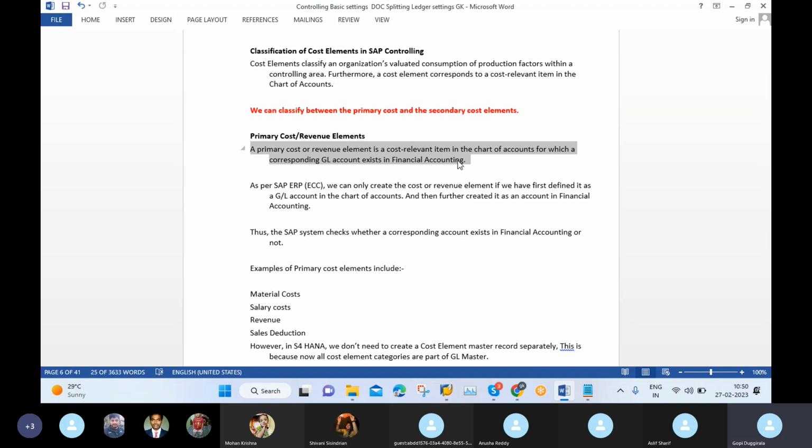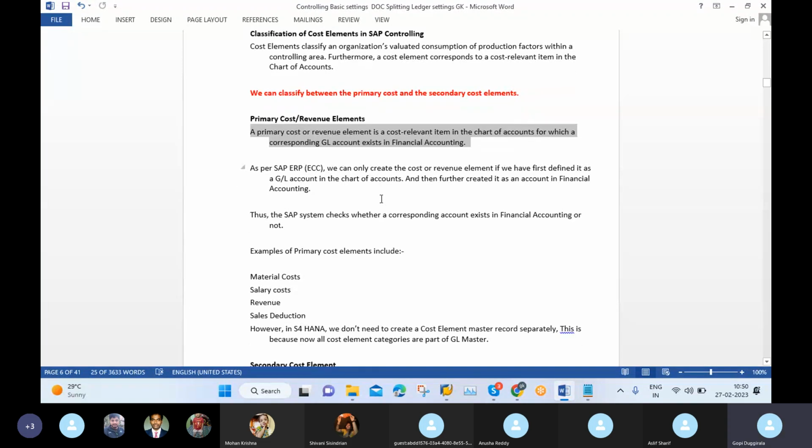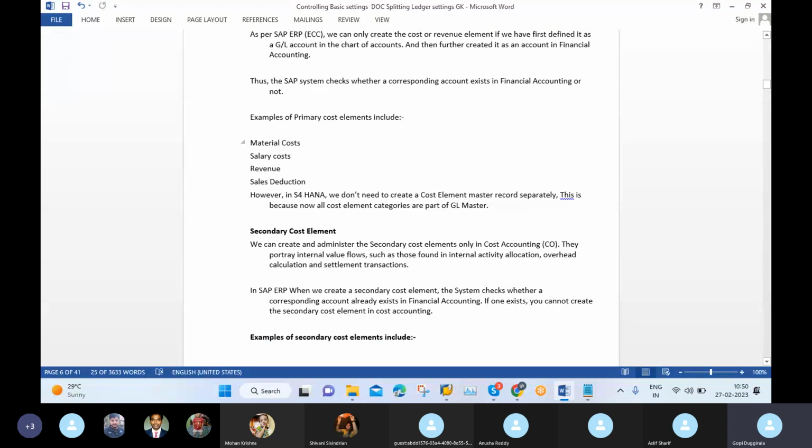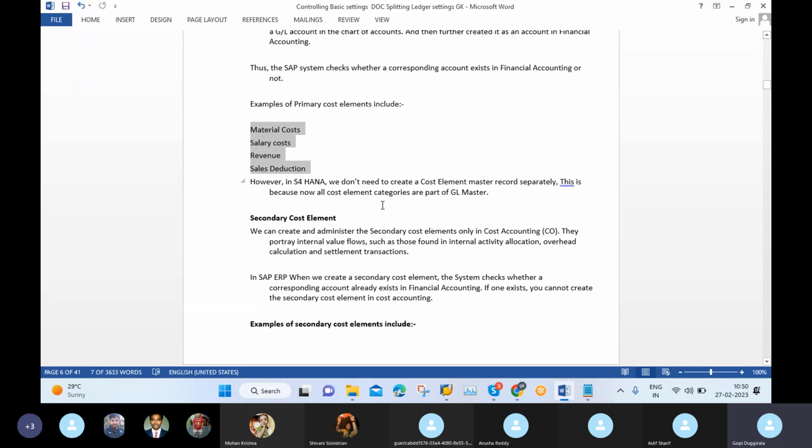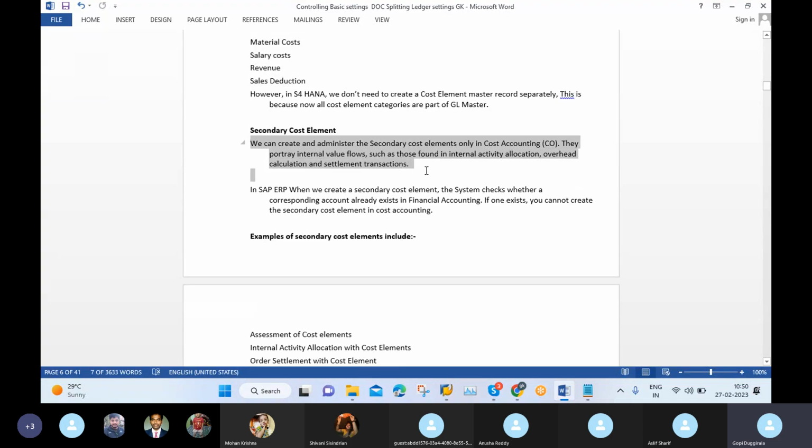Every primary cost element has one corresponding GL account in finance. When it comes to secondary cost element, we don't have any corresponding GL account in finance, and secondary cost elements we can use for the controlling module only. We cannot use them in the finance module. Then what are examples of primary cost elements? Material cost, salary cost, revenue or sales, whatever it is. And here you can see secondary cost element.